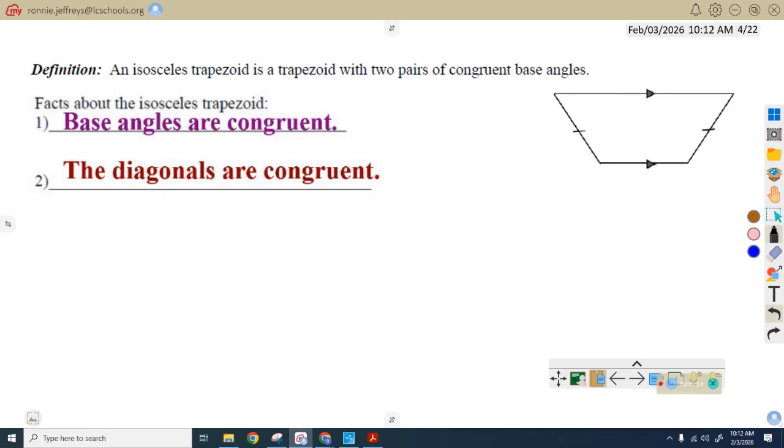All right, isosceles trapezoid. Base angles are congruent and the diagonals are congruent. So base angles, that means this is congruent to this. Now, I'm not going to draw the diagonals on here and mark them congruent because it's kind of like some of y'all's conversations. It's just very messy.